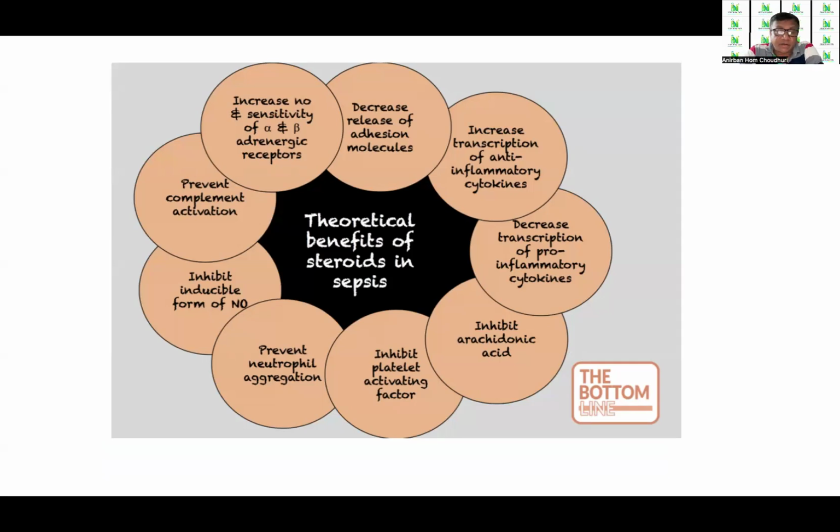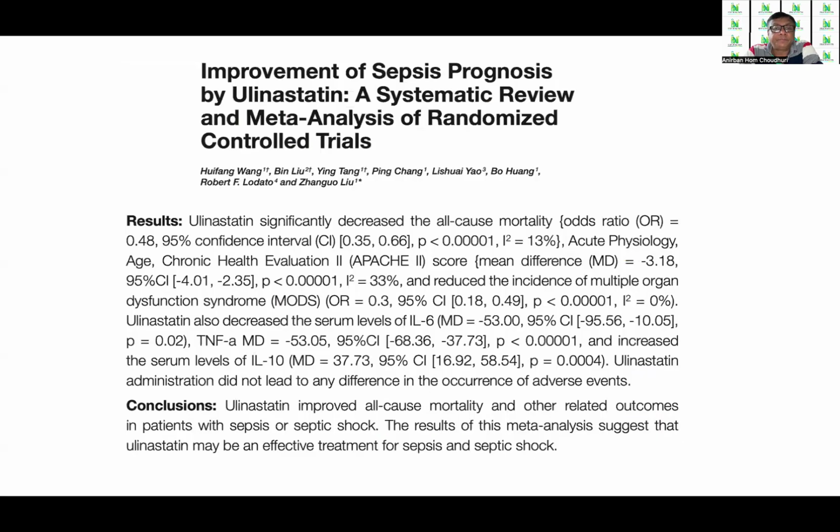So all of these are potentially theoretical benefits which are potentially useful in patients of sepsis. The next question is what is the role of ulinastatin, which we have often used in our day-to-day practice for treating patients with sepsis or septic shock? Although this drug was initially used for acute pancreatitis and was found to have some benefit there, later it was used much more aggressively in patients with septic shock, and it is still being used.